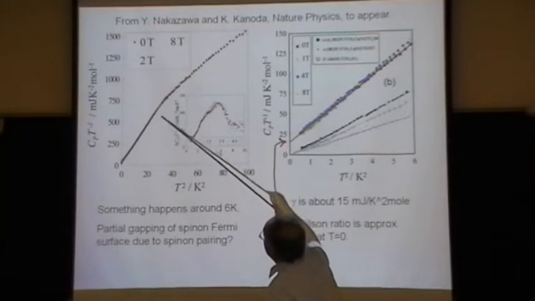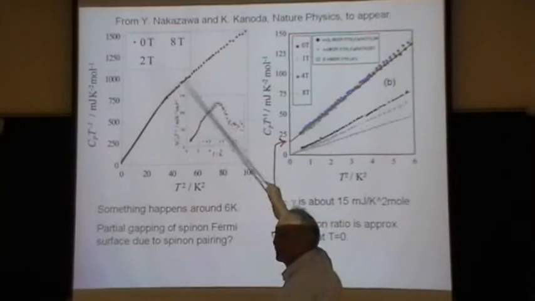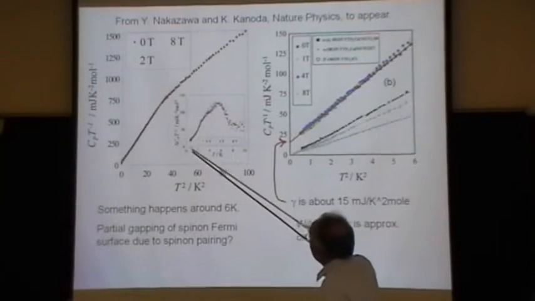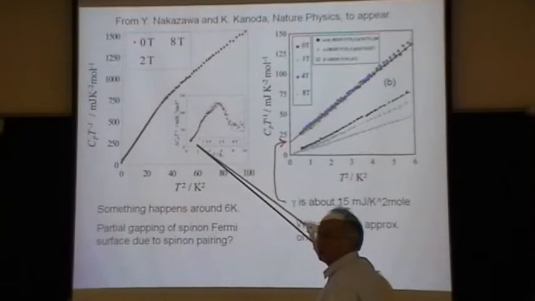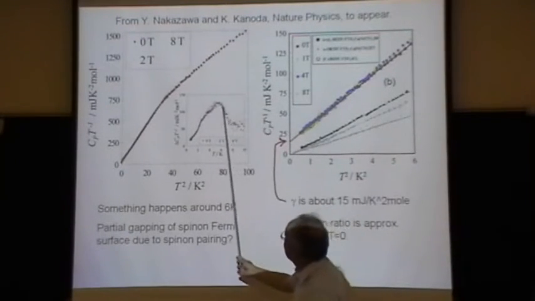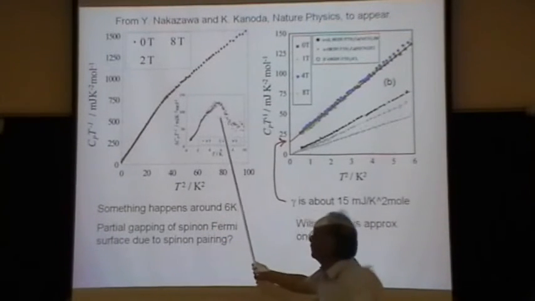The experimentalists made a subtraction, a kind of background subtraction. You can see that here, very good eye. There's a kink here. If you make a subtraction, it looks like there's a peak in the specific heat at around 6 Kelvin. This is T squared, right? The kink happens at 40 in T squared, so it's happening at 6 Kelvin.